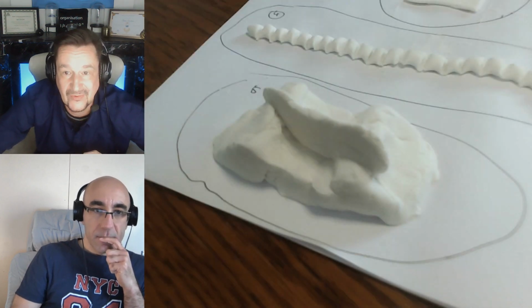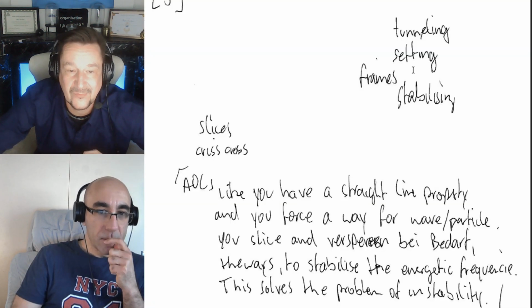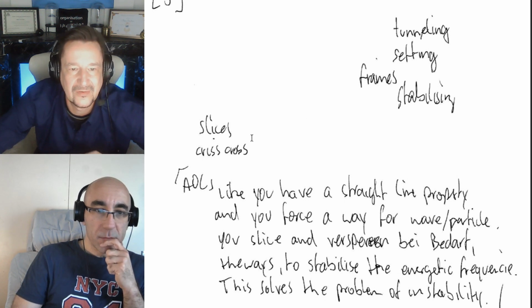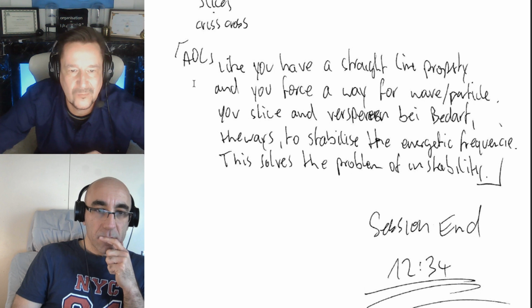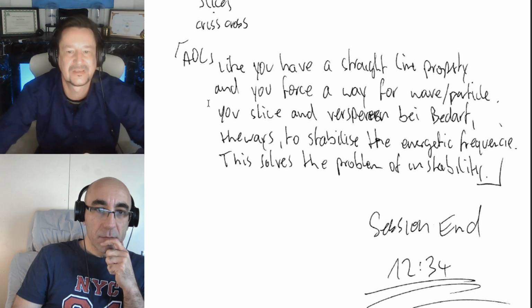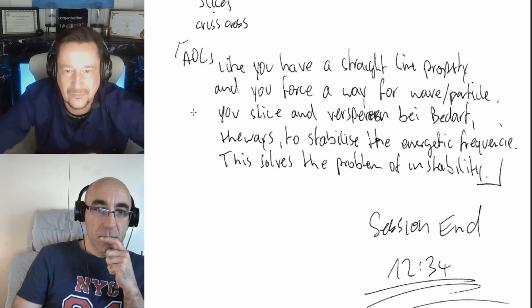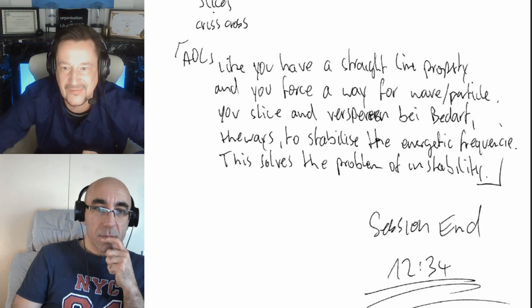And number five was like tunneling, setting frames, stabilizing slices. It is crisscrossed. Error signal, like you have a straight line property and you force a wave for wave particle, you slice and block, and block if needed the ways to stabilize the energetic frequency. This solves the problem of instability. Session end.